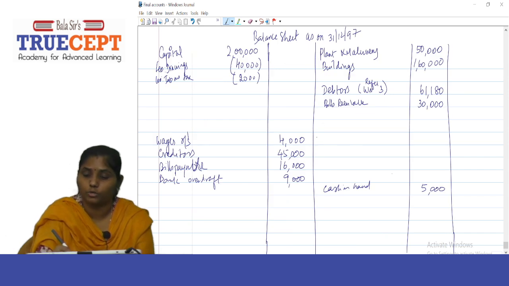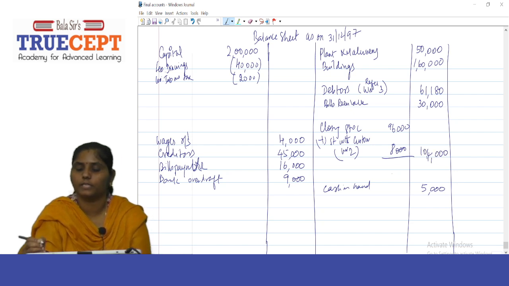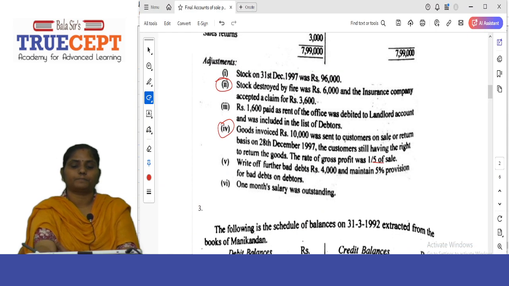Balance sheet, I have a closing stock again. Again 96,000. Add stock with customer, working note number 2. How much? 8,000. 1,04,000 out of column. Clear? Yes. Next, what is the next adjustment?